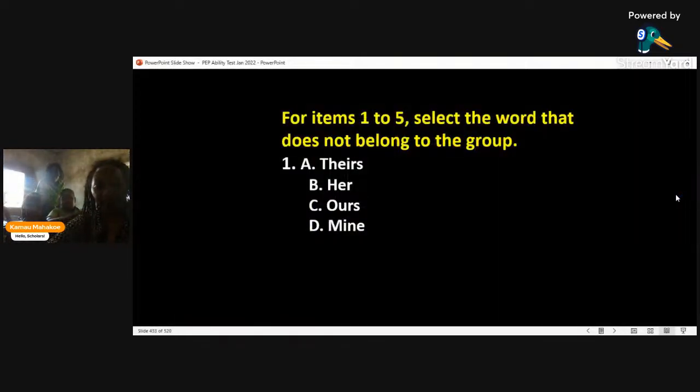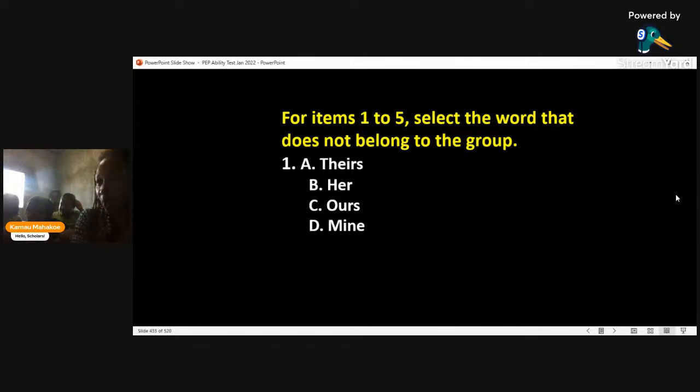Select the word that does not belong. There's her, ours, mine. Her. Me, her. Why her? Because it's the only form of way. No. Is that the reason though? I think they're all pronouns, right? Yes, please.